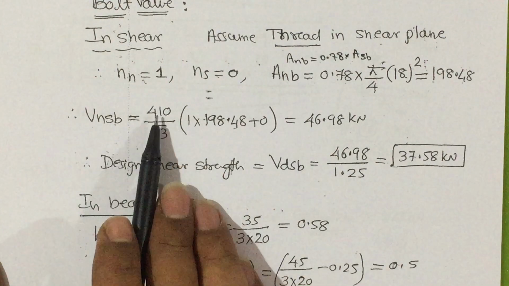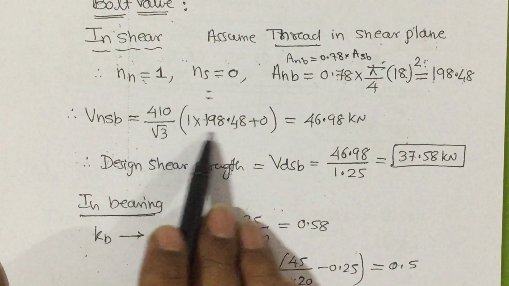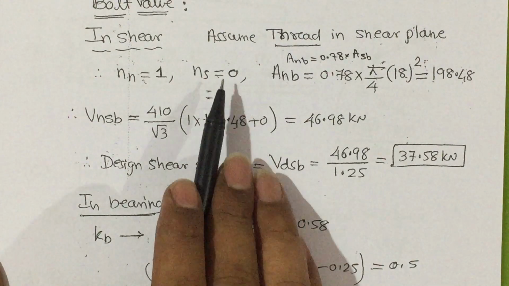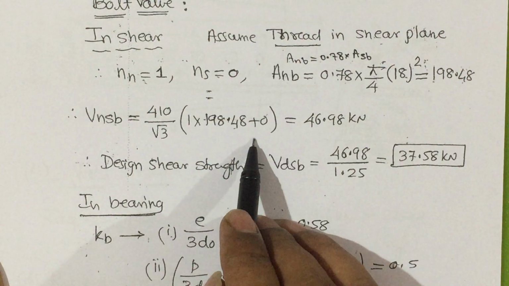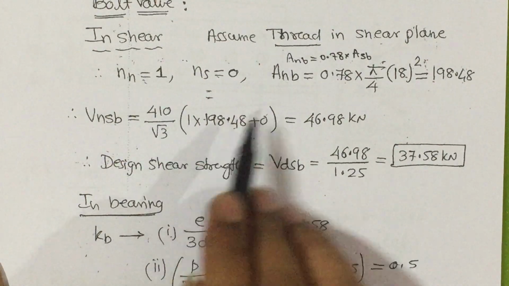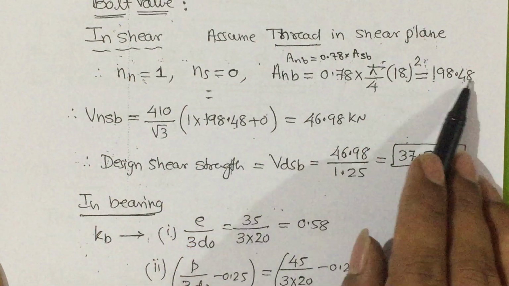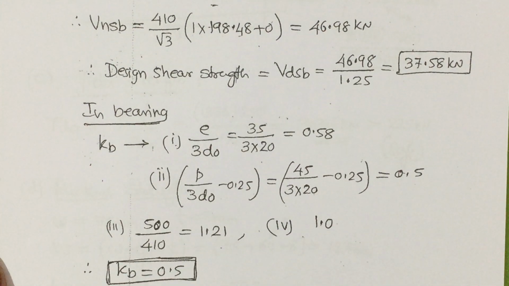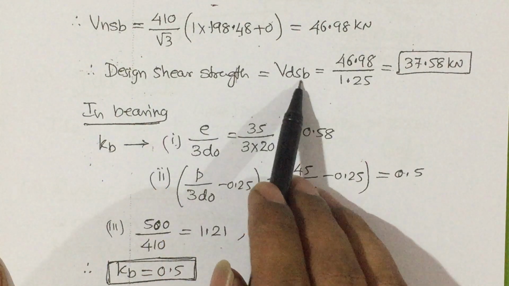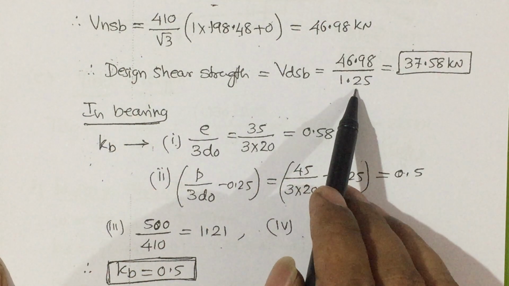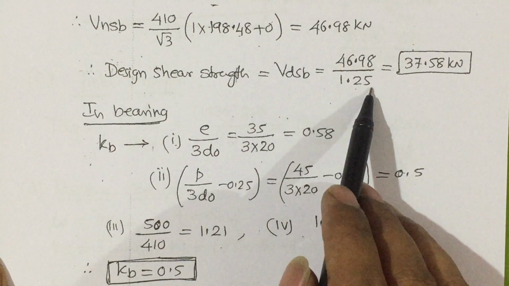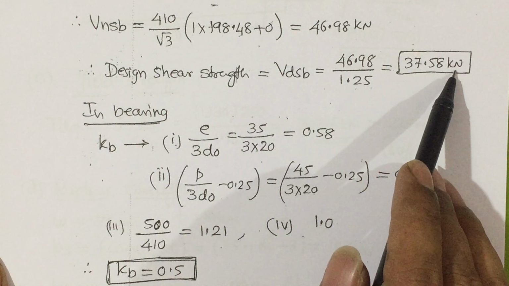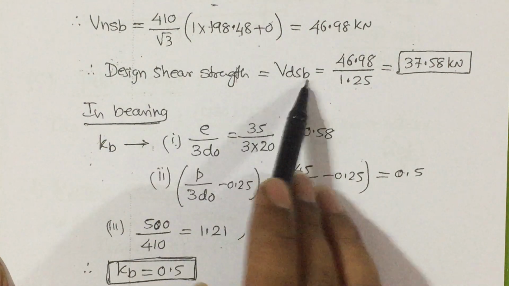Therefore Vnsp is given by fu by root 3 into nn into Anb plus ns into Asb. Since ns is 0, the second part will become 0. Nn is 1 and Anb is 198.48. You are going to get it as 46.78 kilonewton. Therefore design shear strength Vdsp is given by Vnsp divided by gamma mb. Gamma mb is 1.25, Vnsp is 46.98. You are going to get it as 37.58 kilonewton. We calculated Vnsp, then Vdsp.